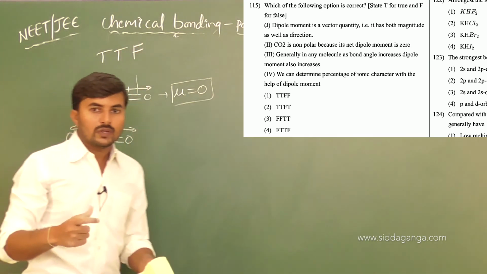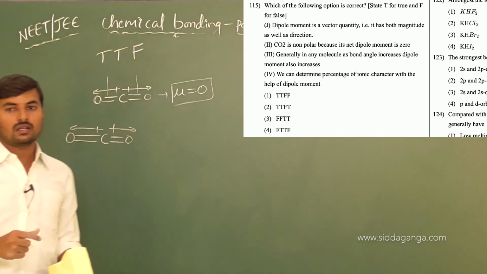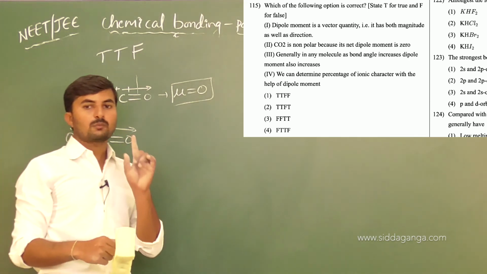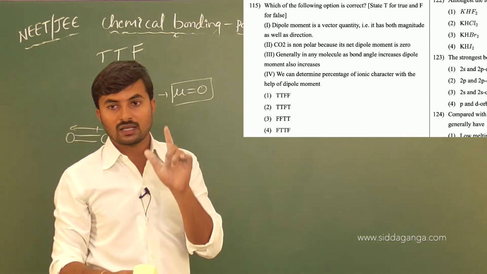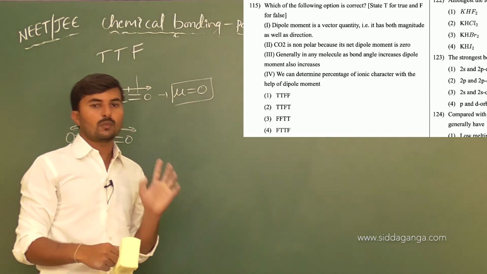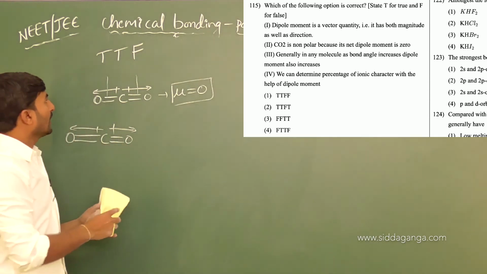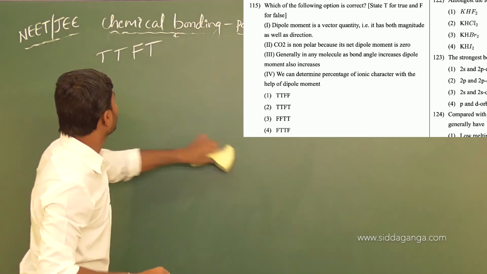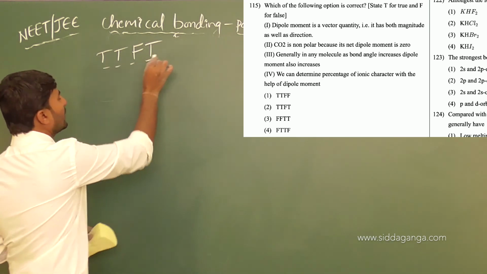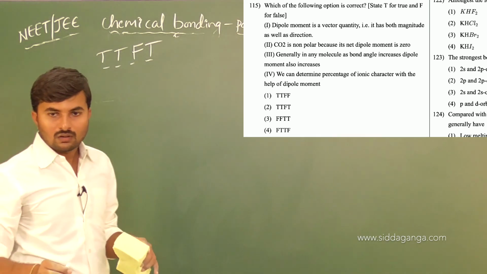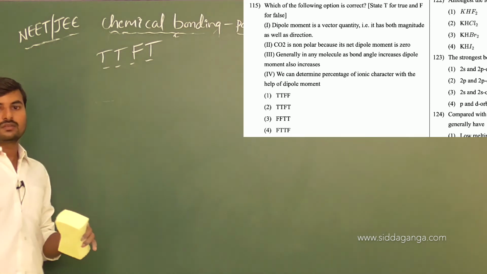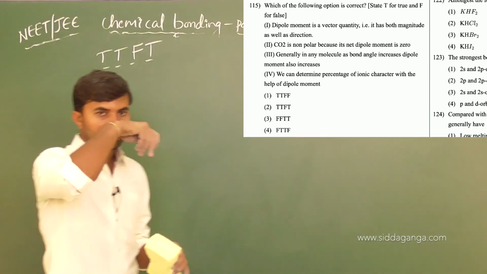And the fourth one, we can determine the percentage of ionic character with the help of dipole moment. Obviously we can calculate the dipole moment by using ionic character. Okay, next, which is the correct option here? T, F and T. Option 2 will be the correct option, that is T, F and T. Okay, so the next question.